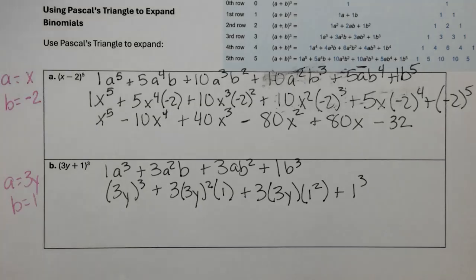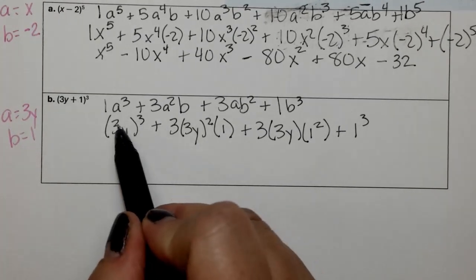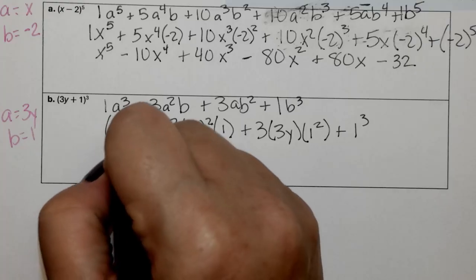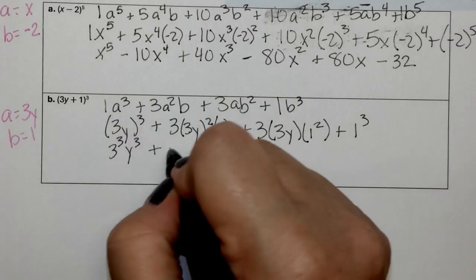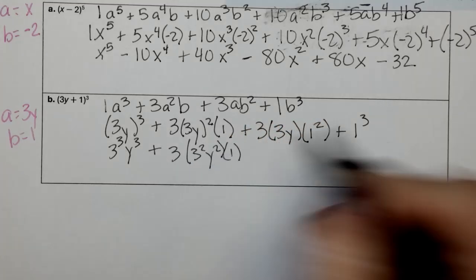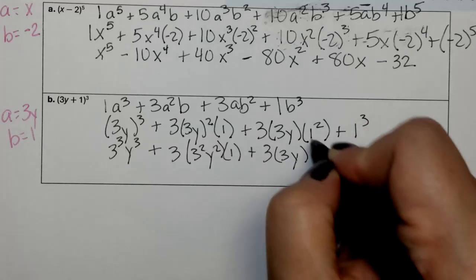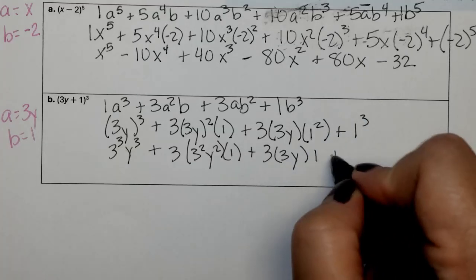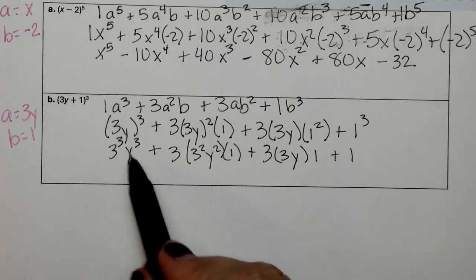All right, this is what it would look like with all your values substituted in. Remember, we have to distribute that 3. So this becomes 3 cubed y cubed plus 3 times 3 squared y squared times 1, plus this one kind of stays normal. 1 squared is 1, and 1 cubed is 1. Now we can simplify this. You cannot leave it like this.